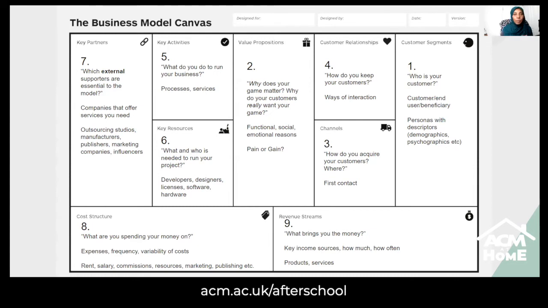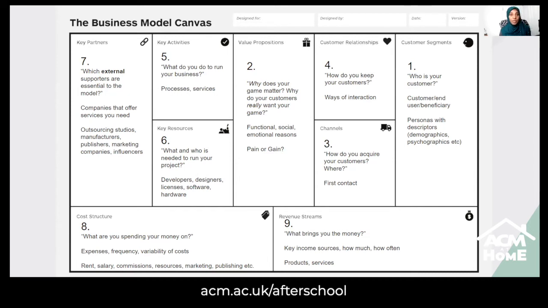So it's going to be the opposite of the cost structure, where you're calculating the expenses and how much and how frequent it is. This is about how much you get in. And here you're going to be listing the products that will get you money. So for instance, the game itself, right?